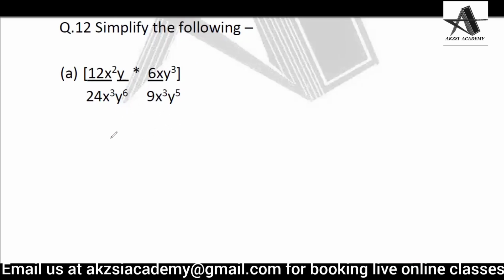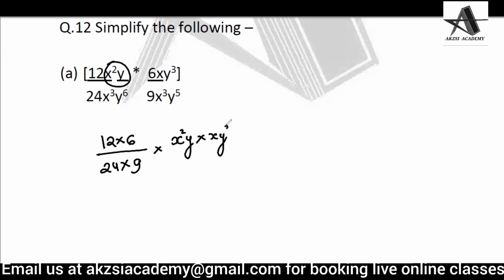Simplify the following: 12x squared y multiplied by 6xy cubed, over 24x cubed y to the power of 6 multiplied by 9x cubed y to the power of 5. So simple. What I'm doing is just separating out the numbers. So 12 into 6, we can do like this, over 24 into 9. x squared y, I have written this one, multiplied by xy cubed, over x cubed y to the power of 6, into x cubed y to the power of 5.